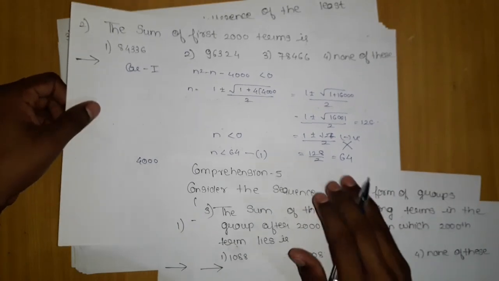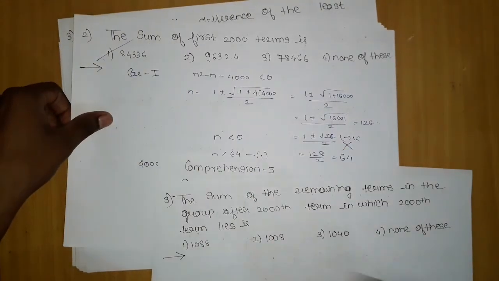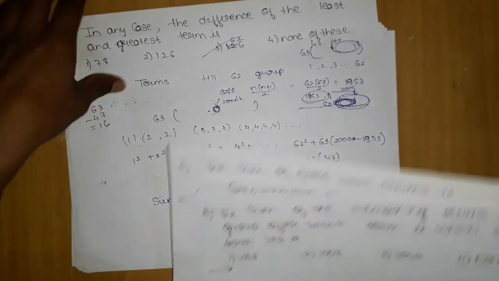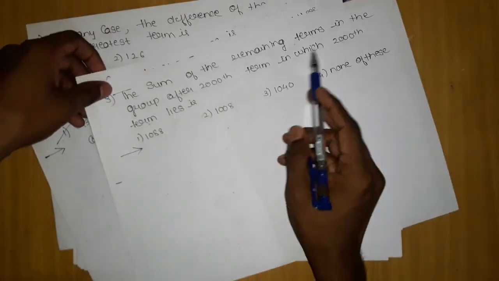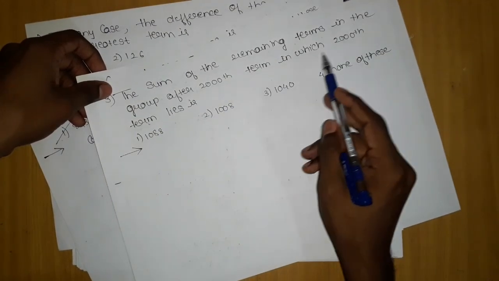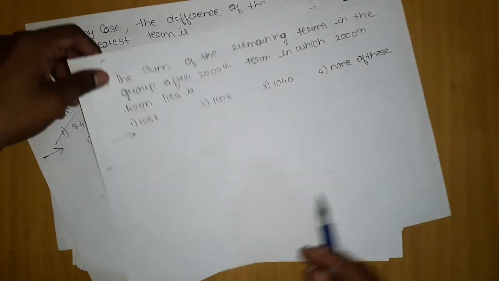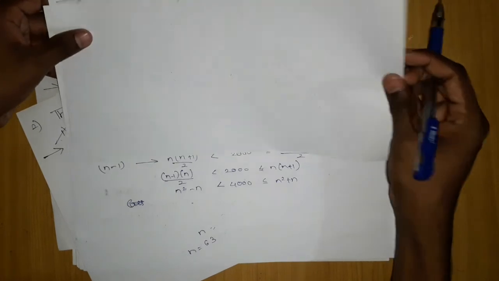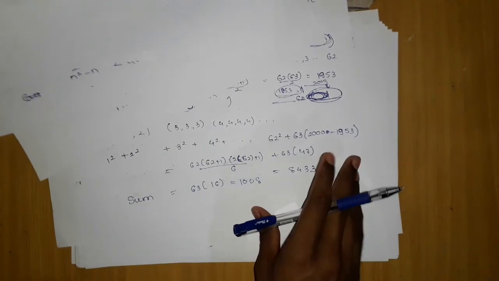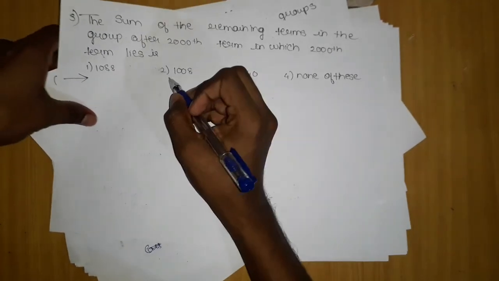Now second, the sum of the first 20,000 terms. We got that it was 84336. And the last question: the sum of the remaining terms in the group in which the 20,000th term lies. We also found that, which was equal to 1008. So this was the answer.